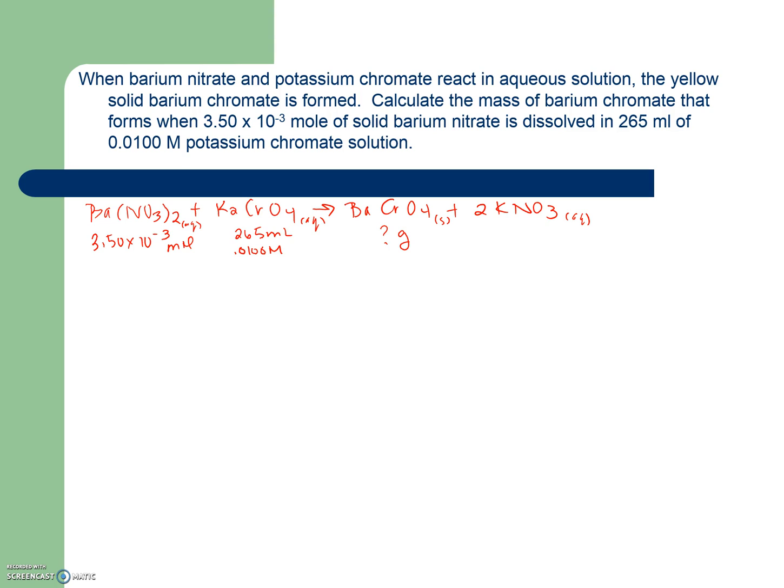So I'm going to start with the barium nitrate because that's already given to me as moles, and I need to see, okay, if I have barium nitrate, how much barium chromate can I form? So that problem involves 3.50 times 10 to the minus third moles of Ba(NO3)2. I want to get rid of moles, so I'm going to put my moles of Ba(NO3)2, and I'm going to convert to moles of BaCrO4. It's a 1-to-1 ratio.